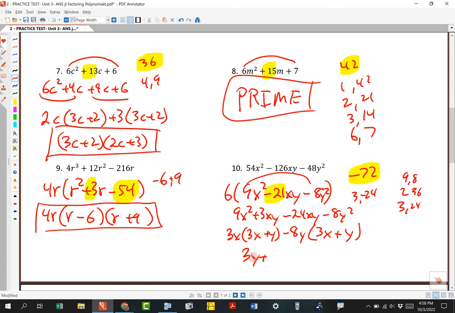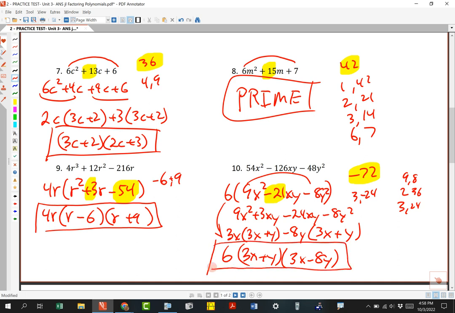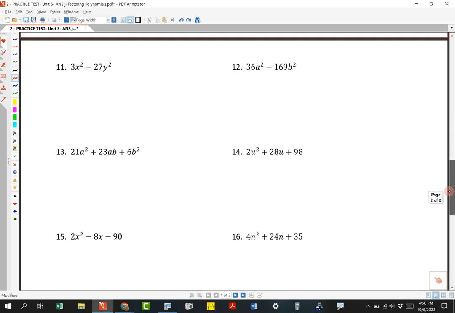So we have 3x plus y, and then I'll make that look a little bit better, 3x plus y, and then what's left is 3x minus 8y. And then for sure, don't forget this guy right here. Need to bring that 6 down here, so that needs to sit in front. And then we'll flip the page over, and we'll take a look at the back side and see what we've got there.